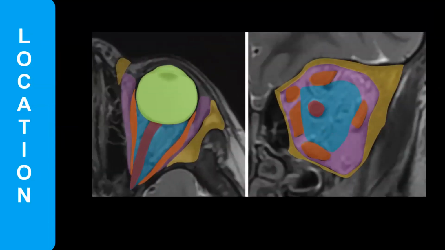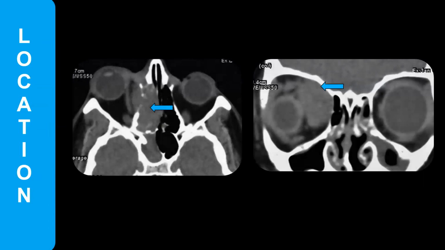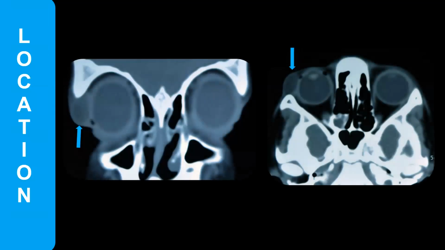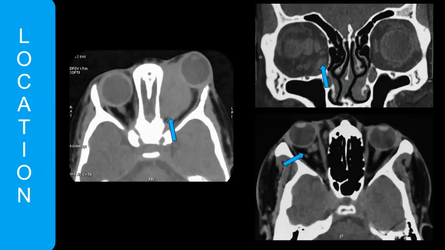Next is the extraconal space, which is located outside the extraocular muscles as depicted in purple color. Now let's see few lesions. So the first and second lesions, we see that these are located outside the extraocular muscle. So these are extraconal space lesions, as well as in these two images. Some lesions can involve both intraconal as well as extraconal space, as seen in these three images.